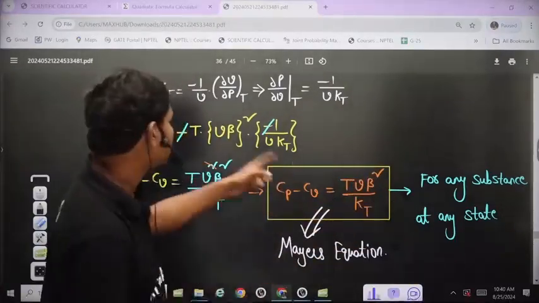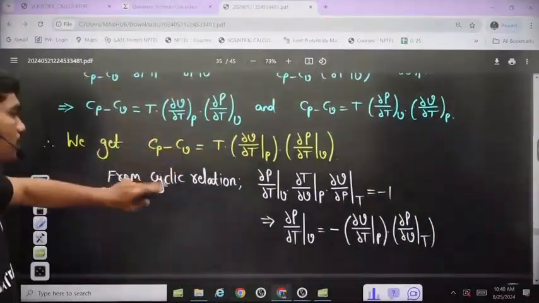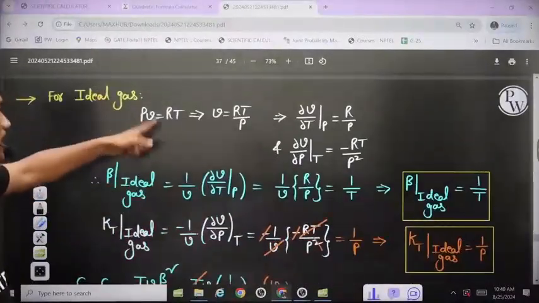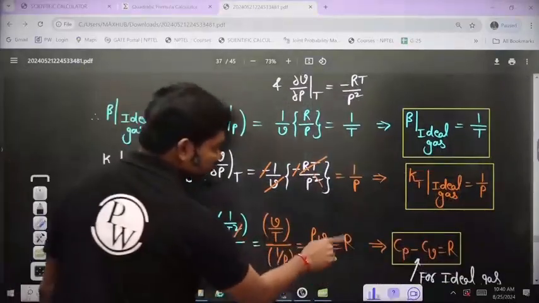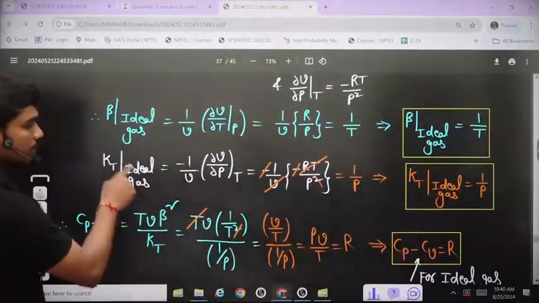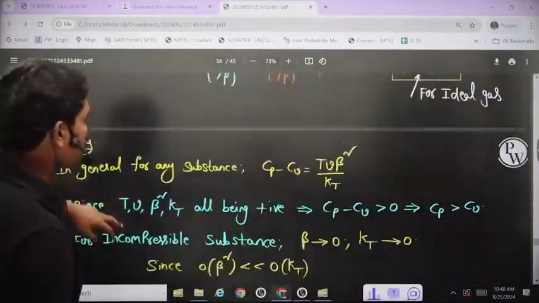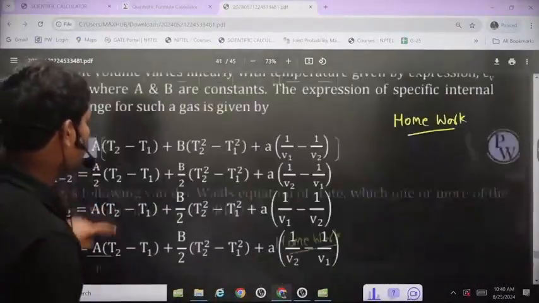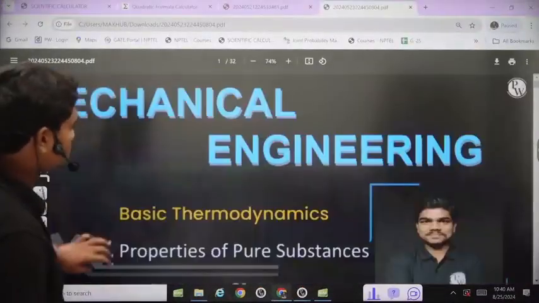So this is for any substance, and this is how we have seen a bit of simple ideology. If you follow, there is nothing complicated in this, and that's what I have shown. So for ideal gas, this TV beta square by kT term finally comes up as R, the characteristic gas constant. So that's the ideal gas equation. I didn't teach or what? Generally I teach. So let's see some other.